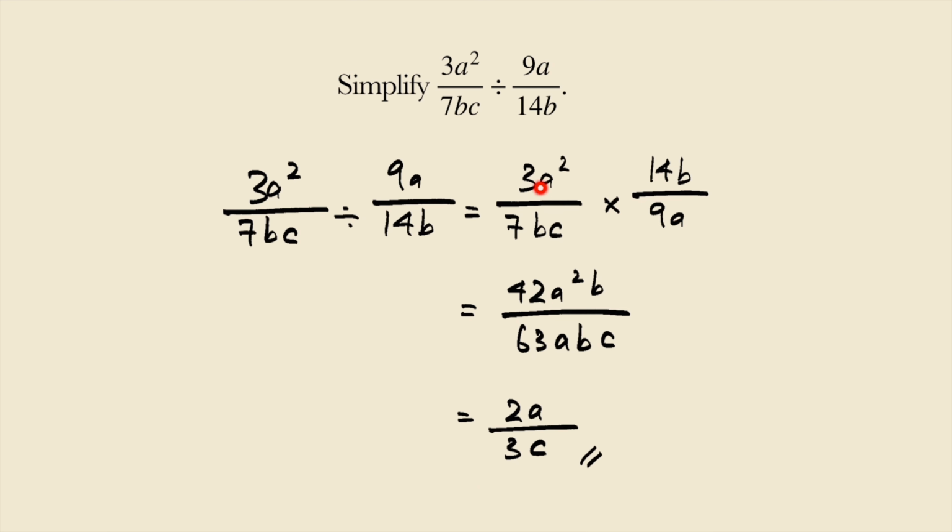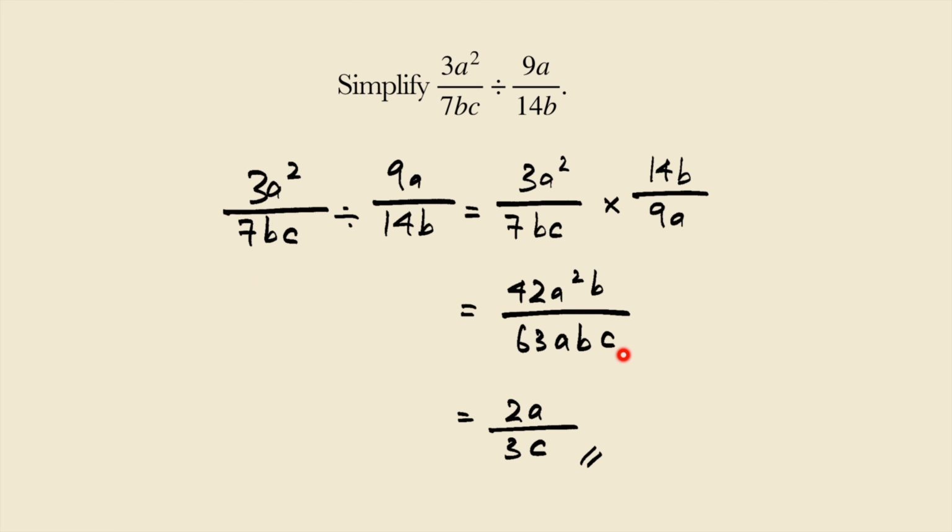Okay, this is where I do not want to simplify diagonally. I know 7 and 14, b and b, 9 and 3, a and a. Sure, you can do it, but I prefer to just focus on numerators first. 3 times 14 is 42. A squared, keep it. B, keep it. 9 times 7, 63. B, keep it.